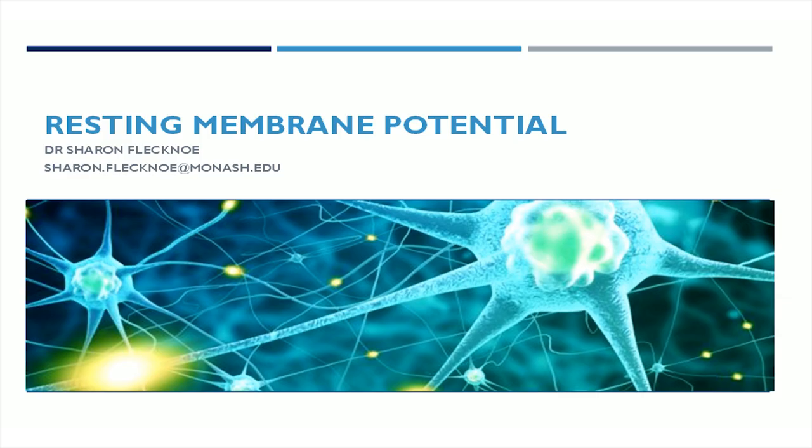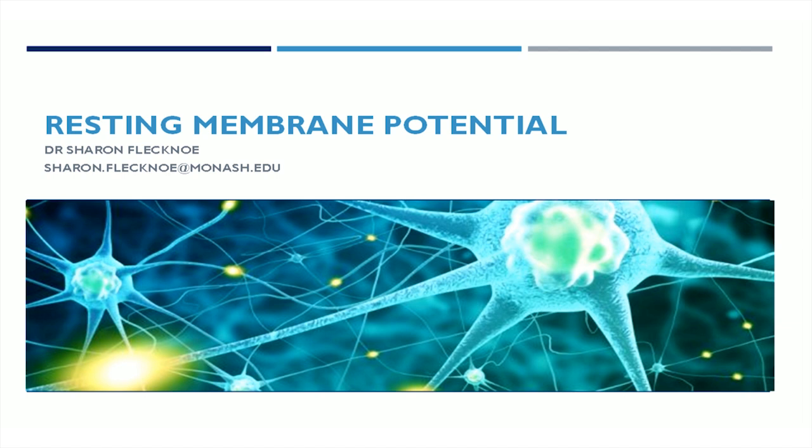Okay, so you now know what the neuron looks like, and we've talked a little bit about how it might function in terms of it actually is responsible for sending on electrical signals. But the question is, how does it actually perform this task? How does it actually send electrical signals in the first place?